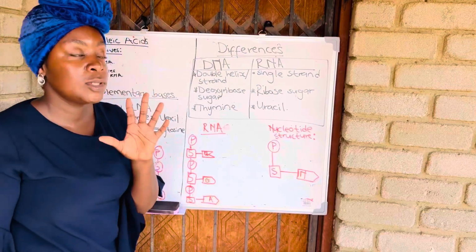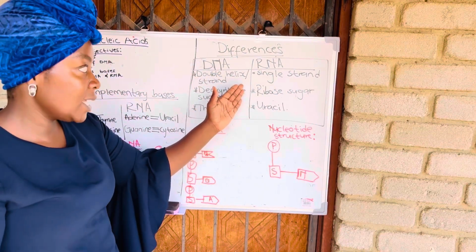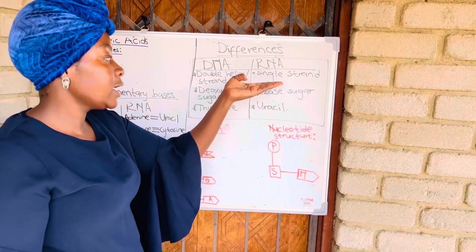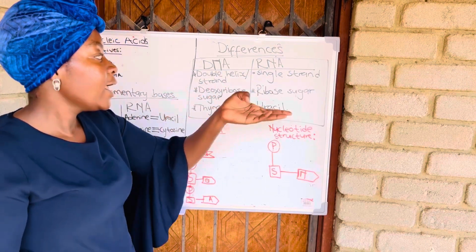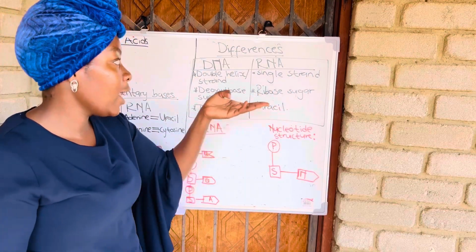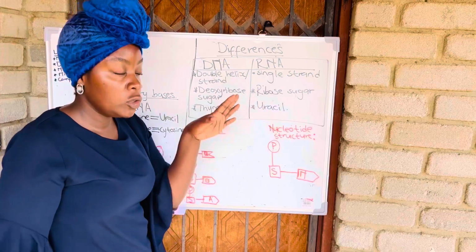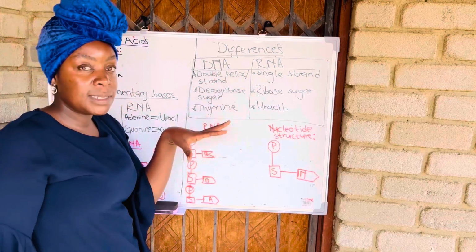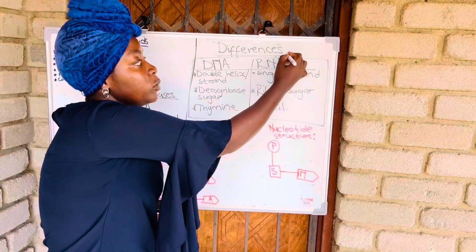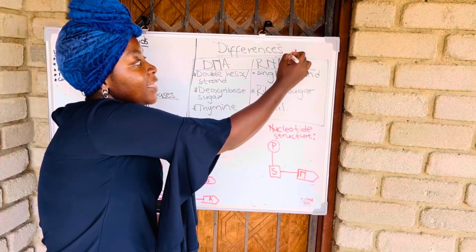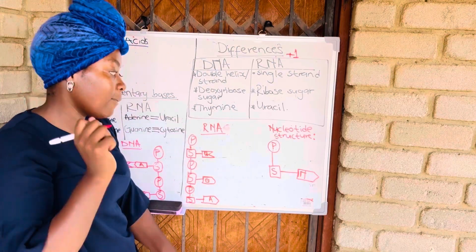So when it comes to the differences, DNA is double helix or double-stranded. However, RNA is single-stranded. DNA has a deoxyribose sugar. RNA has ribose sugar. DNA has thymine, whereas RNA has uracil. So these are the differences that you need to know. And of course, you're going to get 1 mark for a table. If they say tabulate, make sure that you tabulate so that you can get an extra mark.